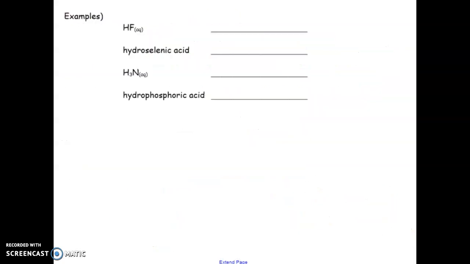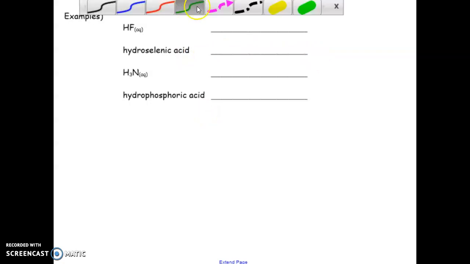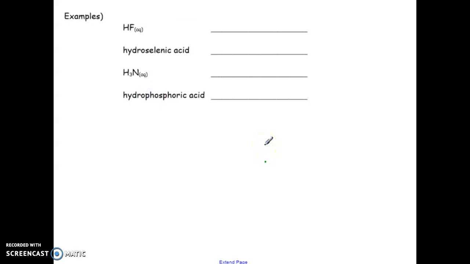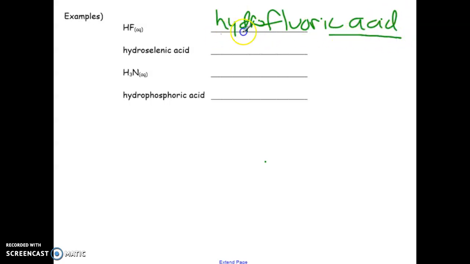So give these ones a try. We have some that you are giving the name, some that you are giving the formula. So pause the video, give these examples a try. Okay, so HF, so you should have hydrofluoric acid. So remember the hydro and ic acid are always constant for binary acids. You're just changing the root of the word that you're putting in between hydro and ic.